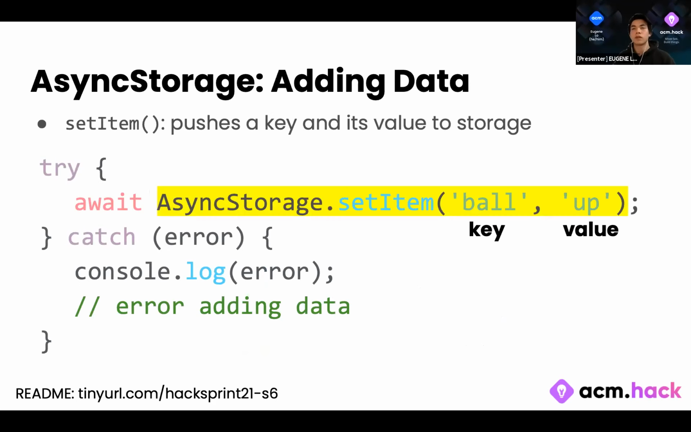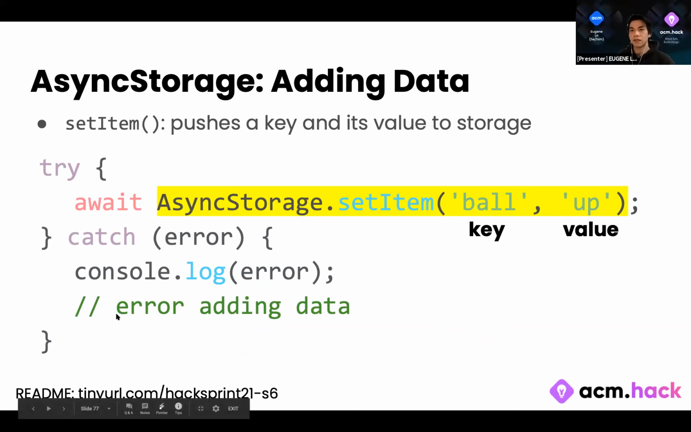Okay, so we of course need with our storage to be able to add data. So how we do that using async storage is using the setItem method. And the way setItem works is that it has two parameters. The first one is the key, and it has to be a string. And the second parameter is a value, and it is those two that are associated with each other and added to our storage.